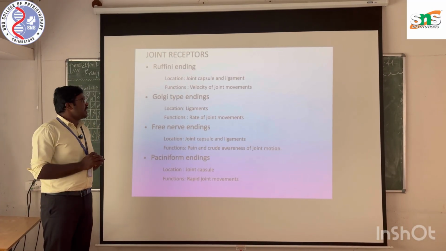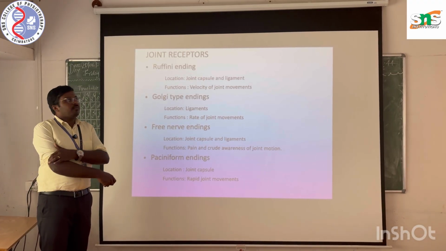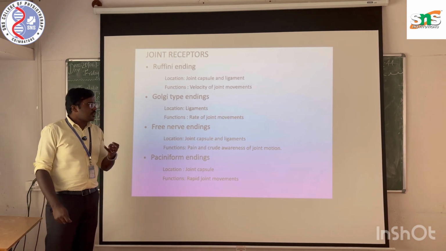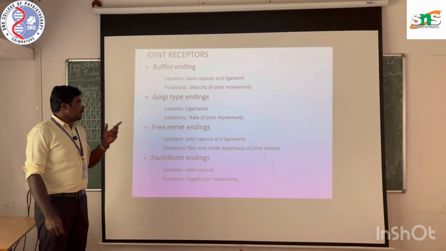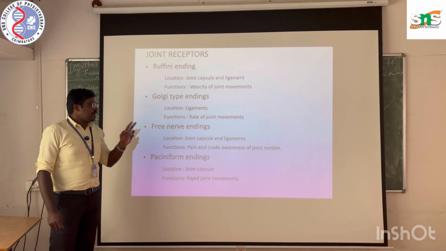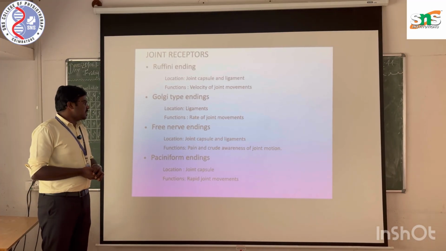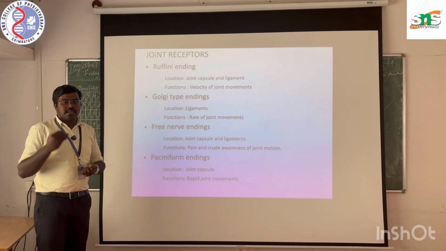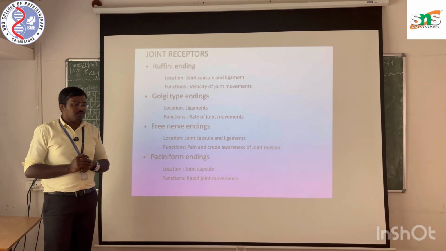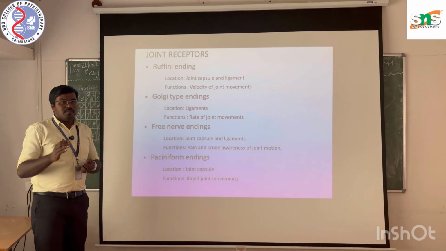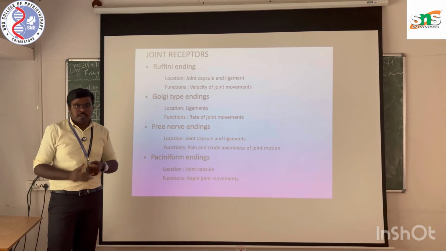Joint receptors. Ruffini endings are located at the joint capsule and ligaments, and their function is the velocity of joint movements. Next, Golgi type nerve endings are located at the ligaments, and their function is the rate of joint movements. Free nerve endings are located at the joint capsule and ligaments, and their function is pain and crude awareness of joint motion. And Pacinian form endings are located at the joint capsule, and their function is rapid joint movements.